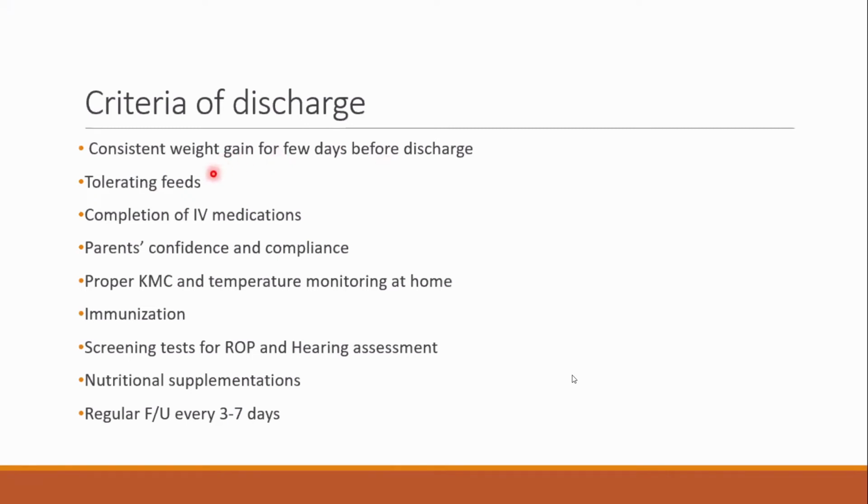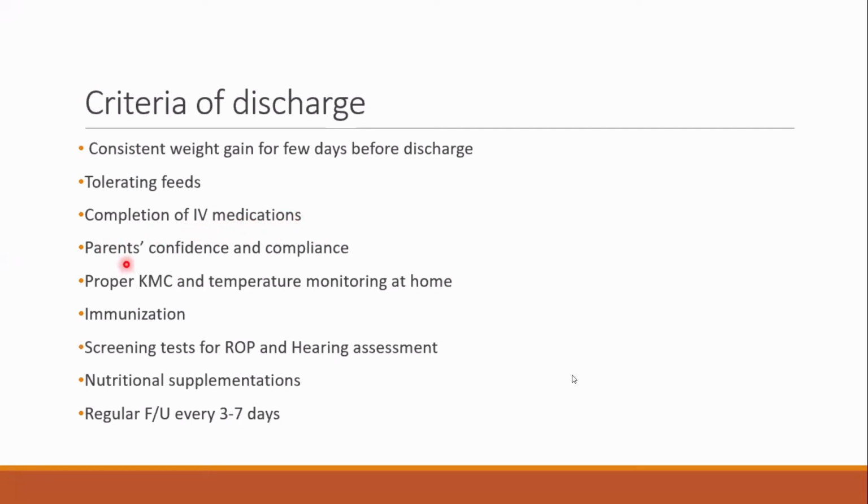Number 1. Number 2, the baby should be tolerating feeds. If the baby is not able to feed, or vomits after feeding by mouth, we cannot discharge the baby. So the baby should be tolerating feeds. Or if we can start breastfeeding, that is best. Ideally the baby should be discharged only after breastfeeding has started. Otherwise, at home, the mother won't be able to properly feed the baby and they will land up in the emergency in sepsis and shock. And they should not be discharged with IV medication. All the IV medication should be off before discharging.